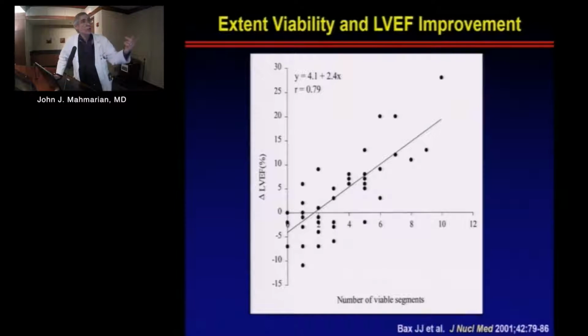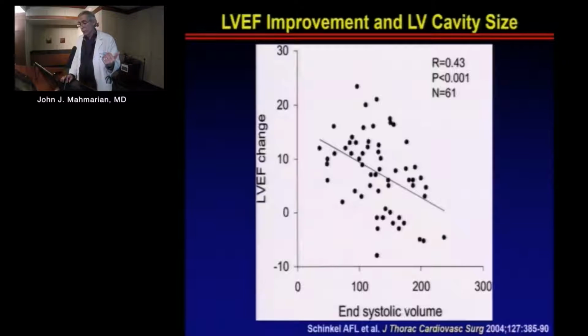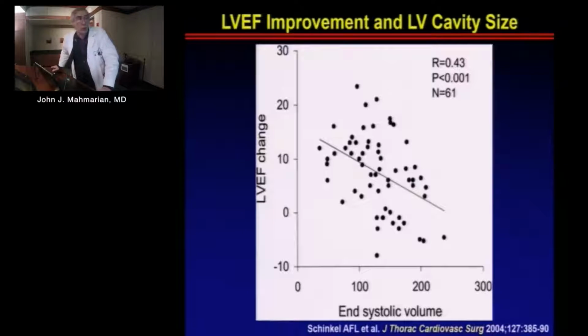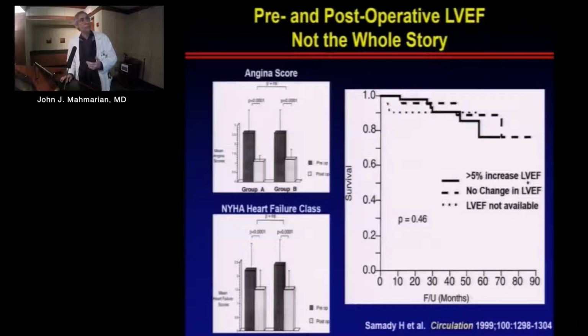This is looking at change in ejection fraction versus number of viable segments, and you can see again, as the number of viable segments increases, the likelihood of having an EF improvement increases with it. This is looking at cavity size. Once you get beyond a certain cavity size, I don't care how much viability you have, you're going to have less likelihood of having improvement. So when you get into very large dilated hearts, you're less likely to get improvement even though someone may be viable. That's in terms of ejection fraction.